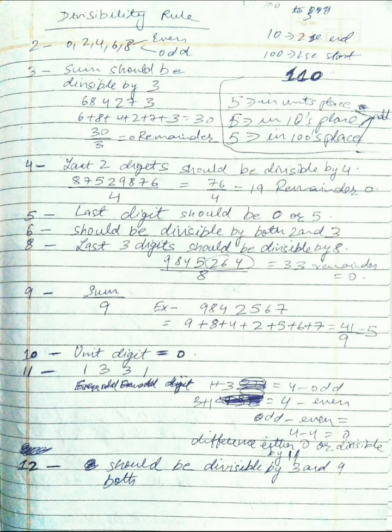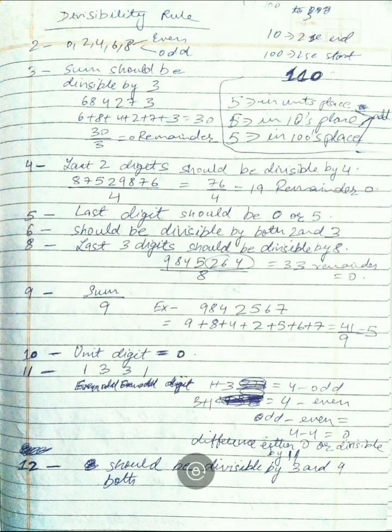Now let's check the divisibility rule of 8. In case of 8, the last three digits of the number should be divisible by 8. I have made these short notes here which will be very helpful to you. All the things are written here. If you don't understand, you can look at these notes again. It will be helpful to you during UPSC CSAT.